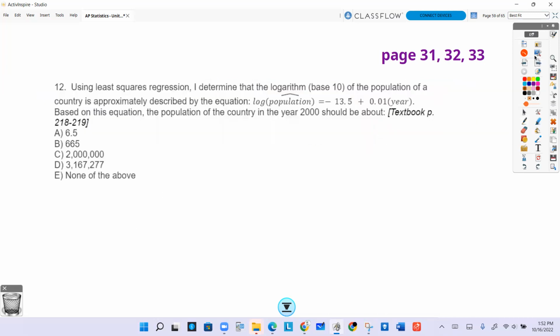All right, number 12. Using least squares regression, I determined that the logarithm base 10 of the population of a country is approximately described by the equation log of population is negative 13.5 plus 0.01 times the year. Based on the equation, the population of the country in the year 2000 should be about, well, you plug in 2000 and let's see what we get. So negative 13.5 plus 0.01 times 2000. What do you get for that?